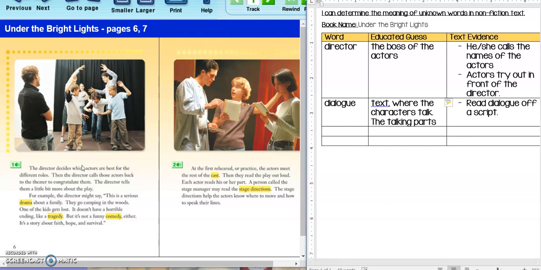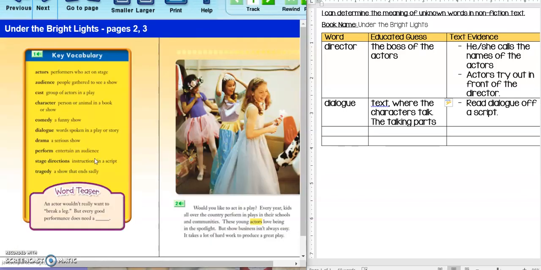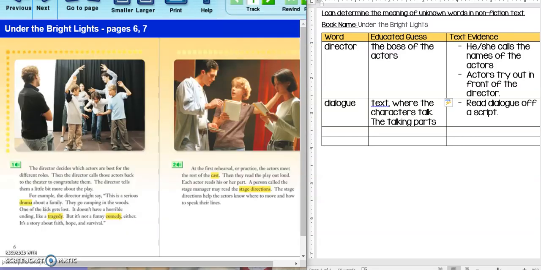Now I'm just going to tell you what drama is, and actually we can go all the way back to the beginning. A drama is a serious show. A comedy is a funny show. And a tragedy is a show that ends sadly. So those are all the actual definitions. I wonder how close your educated guess was. And thinking about your text evidence, I wonder if your text evidence matched up with your educated guess.